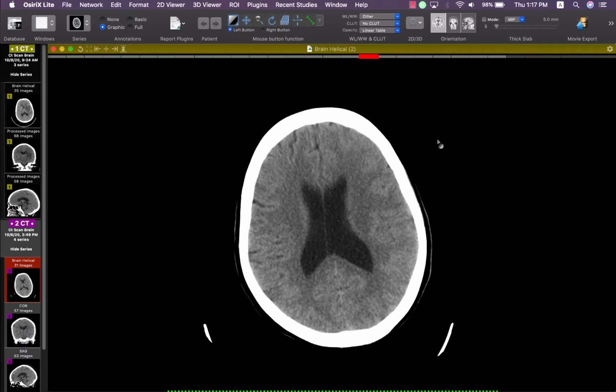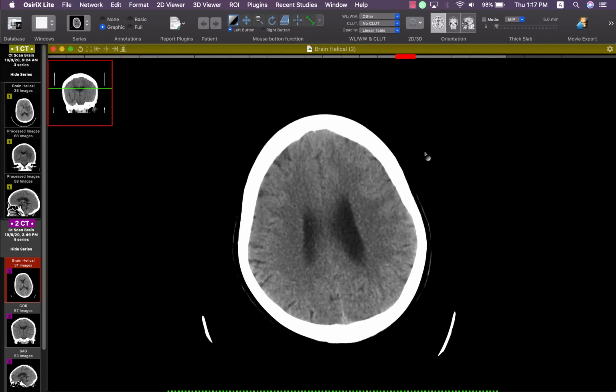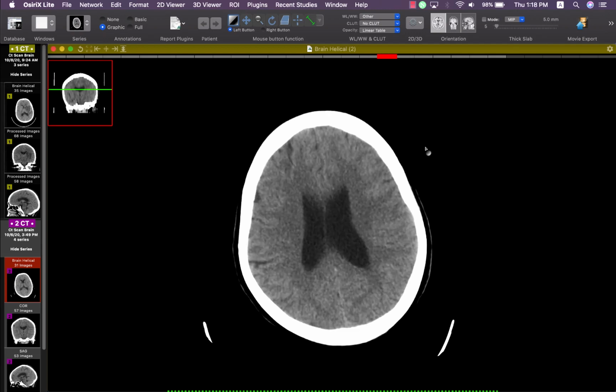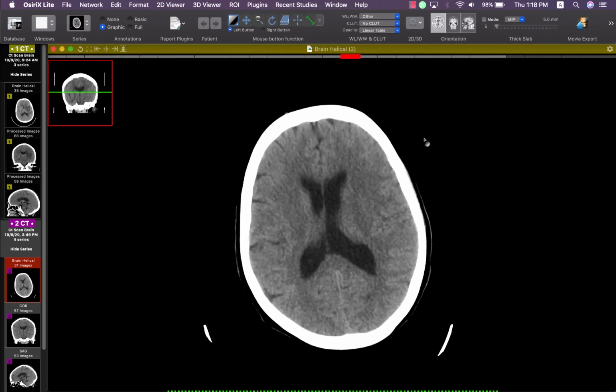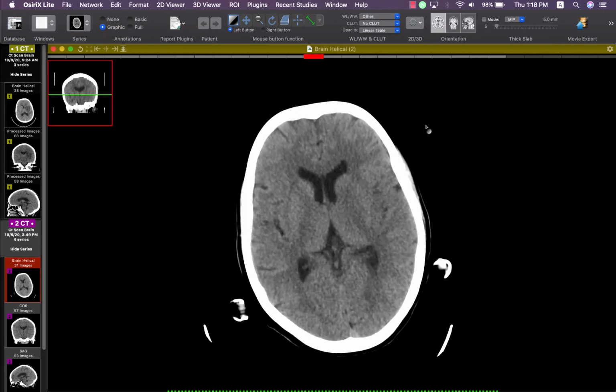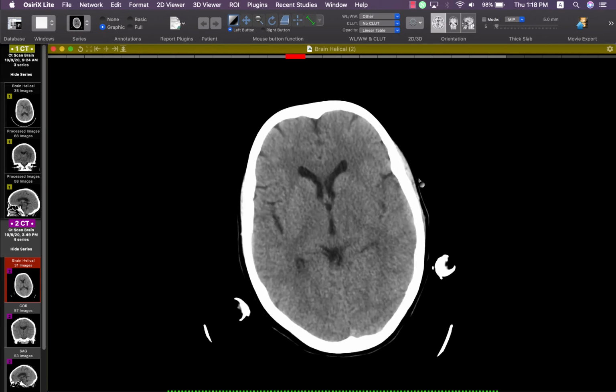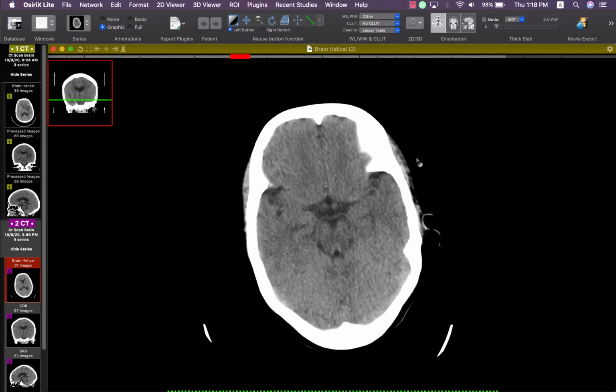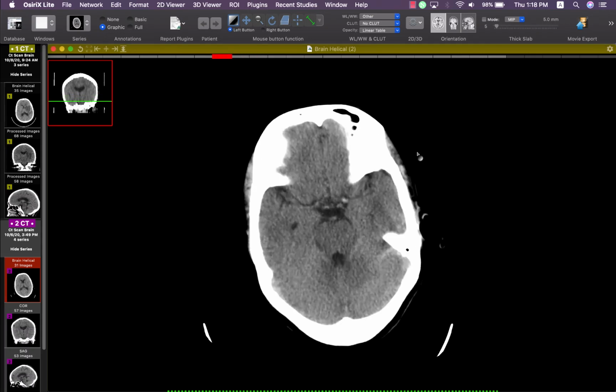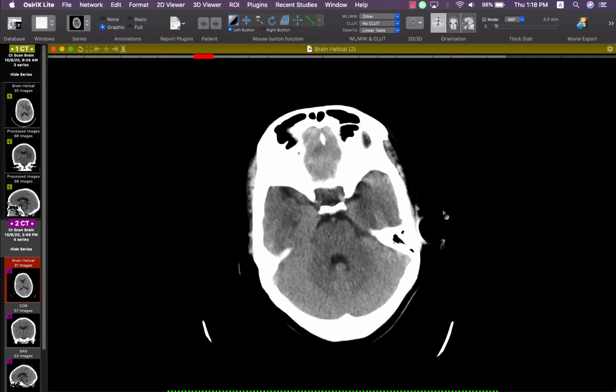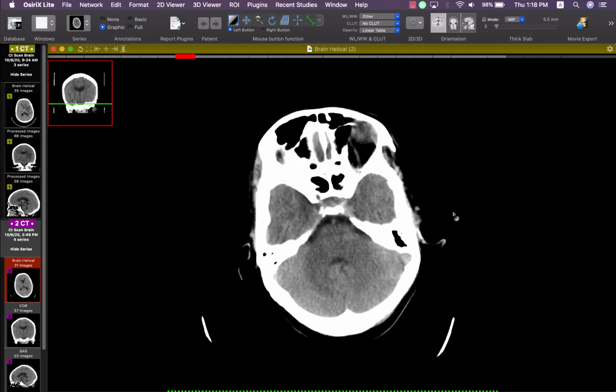As we know, the best modality in ischemia is MRI. But if you are facing such a case with no availability of MRI and the only available machine is the CT brain, you should search for the signs of acute ischemia in the CT brain. This is the non-contrast CT brain of this patient.